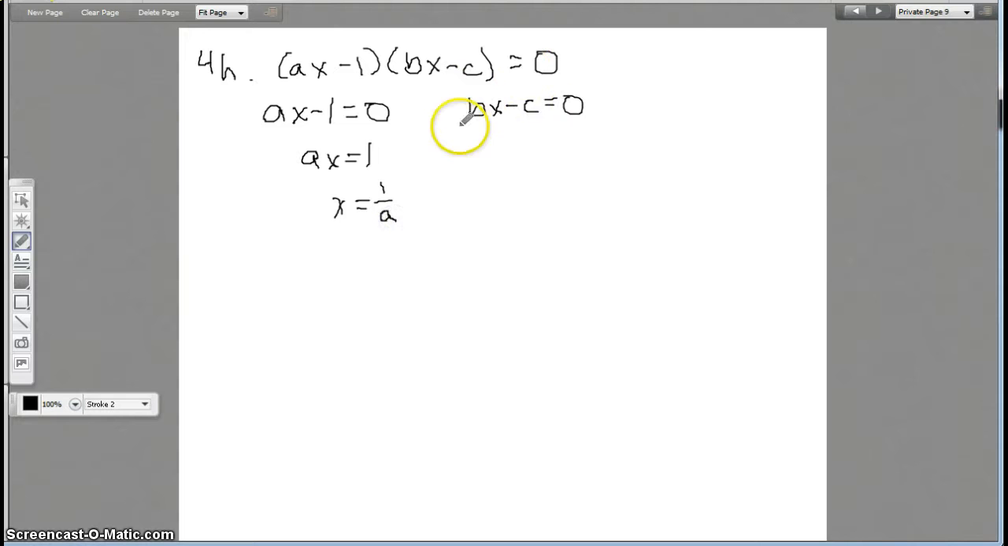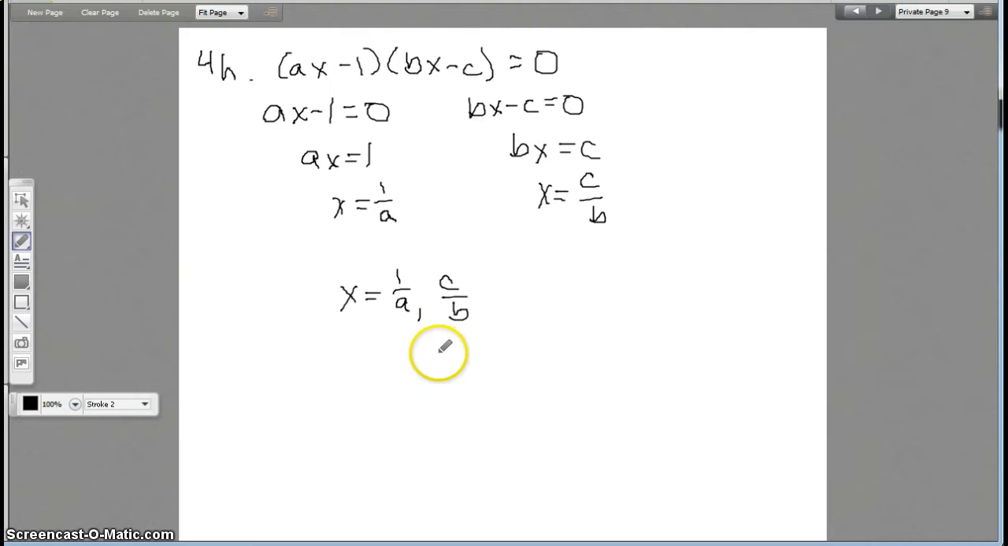To solve the right side equation, we would add c to both sides to get bx equals c. And then we would divide both sides by b to get x equals c over b. So our solutions to this equation are x equals 1 over a and x equals c over b. So that is how number 4 works.